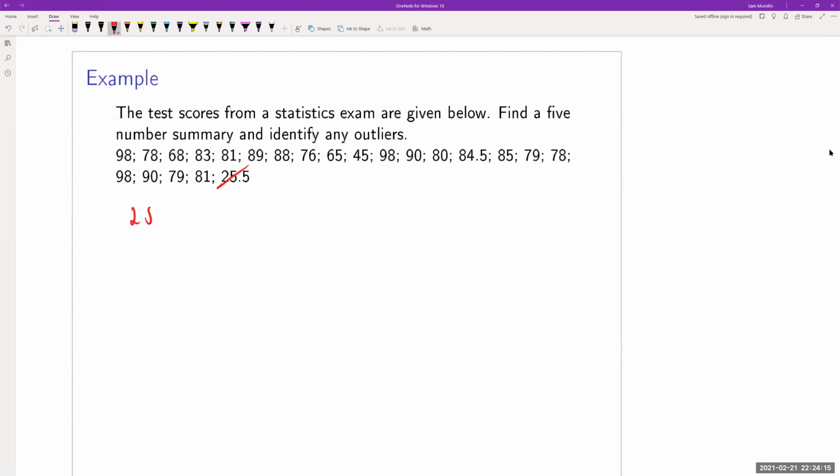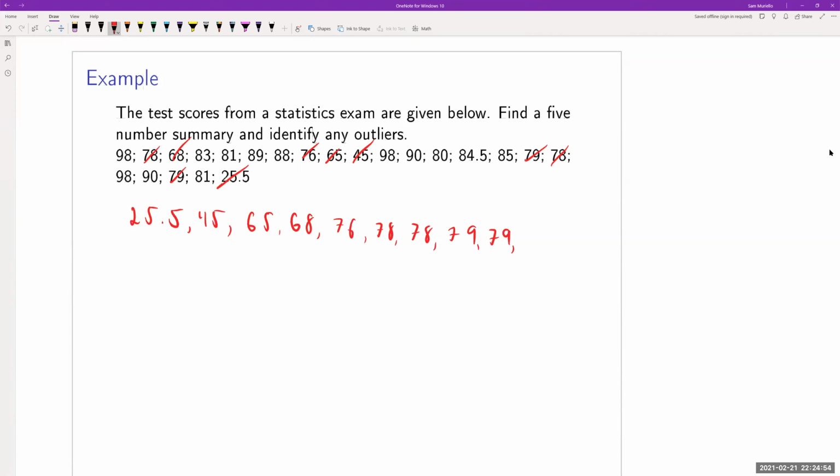I see a 25.5, then nothing in the 30s. There's a 45, nothing in the 50s. Any 60s, there's a 65 and a 68. In the 70s, 78, 76, 79, 78, 79. Okay. So 76 is the smallest. Then I saw 2 78s and 2 79s.